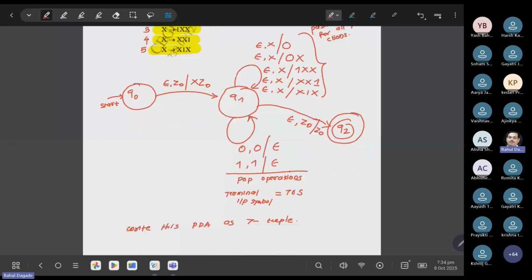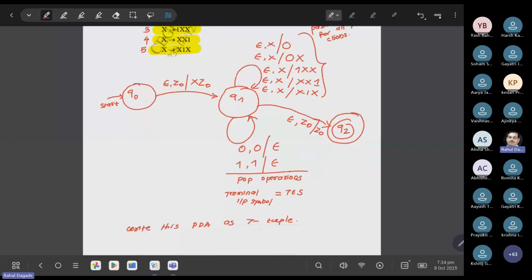Now this 0 is matching with this 0. Similarly, once it is matching, we will do pop. So we are in Q1, input is consumed, so remaining input is 0. This stack is popped, remaining is X, Z0, and it is pop. Why pop? Because input is same as top of stack.